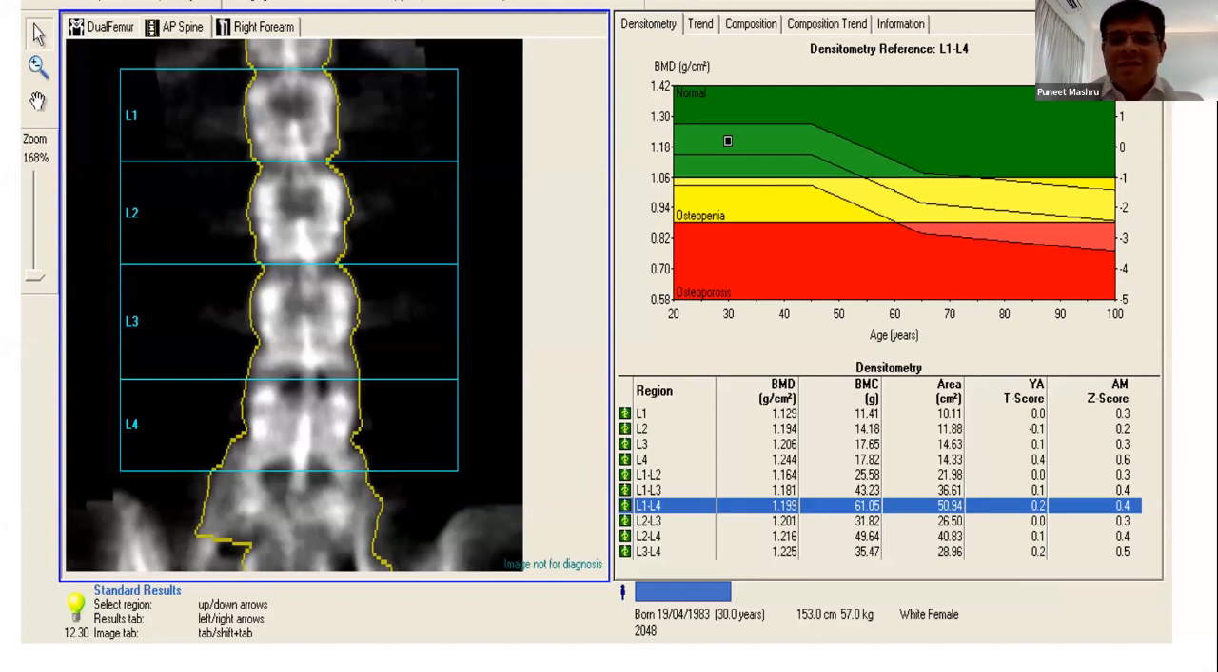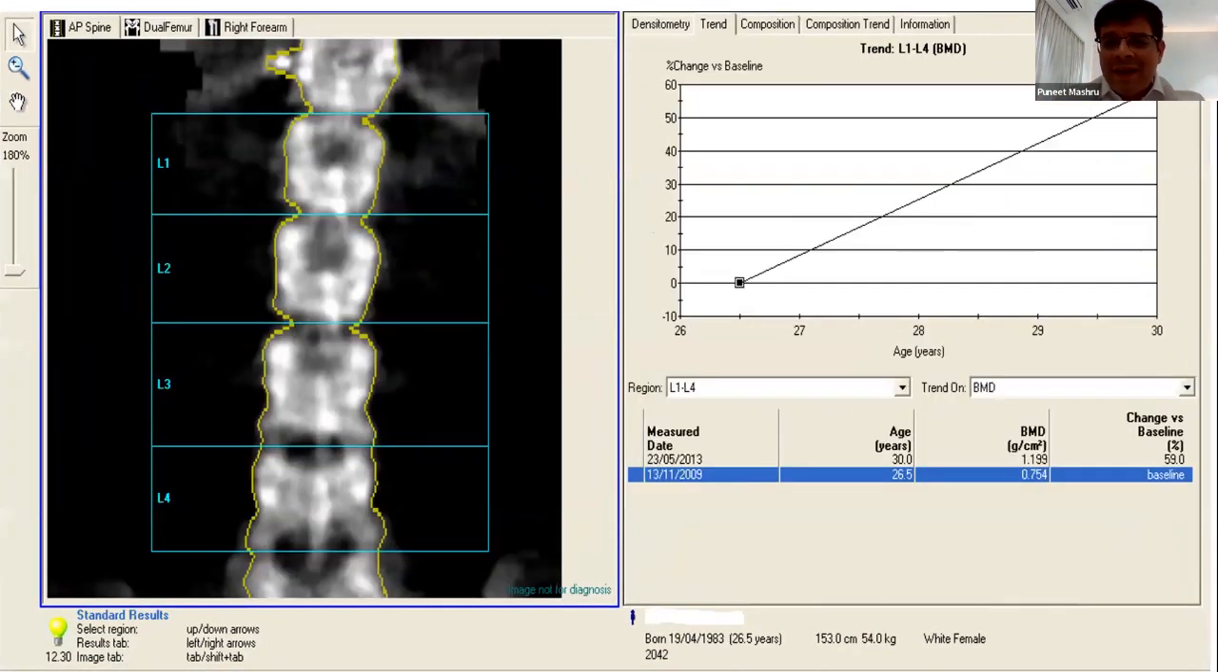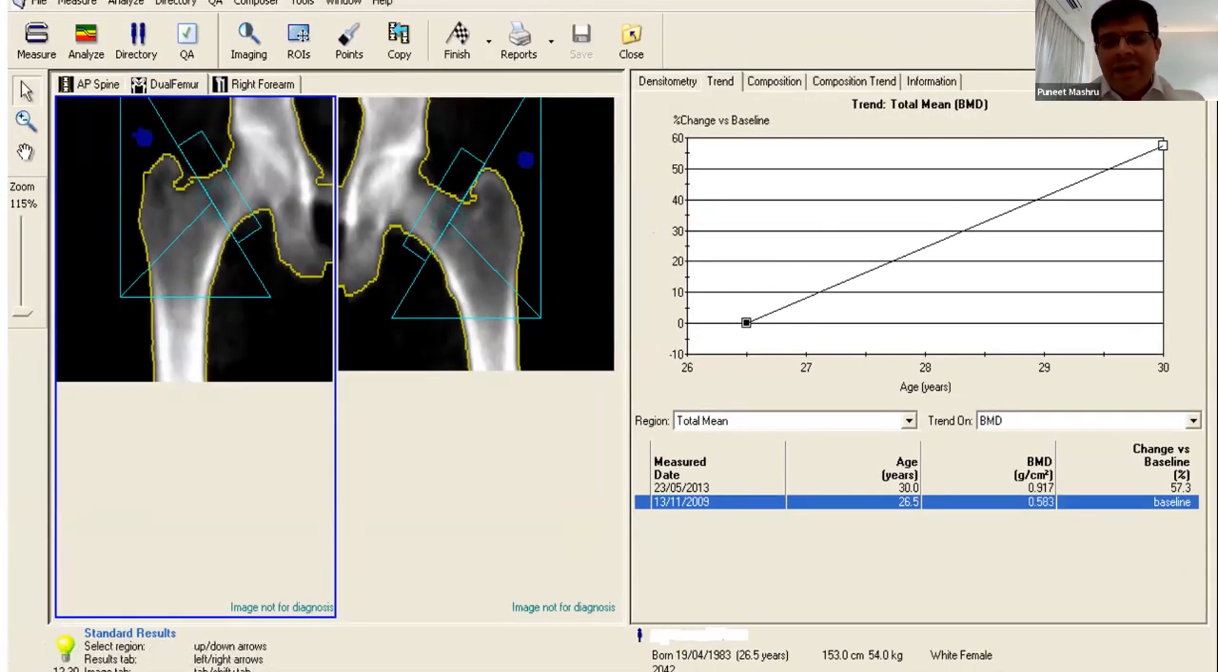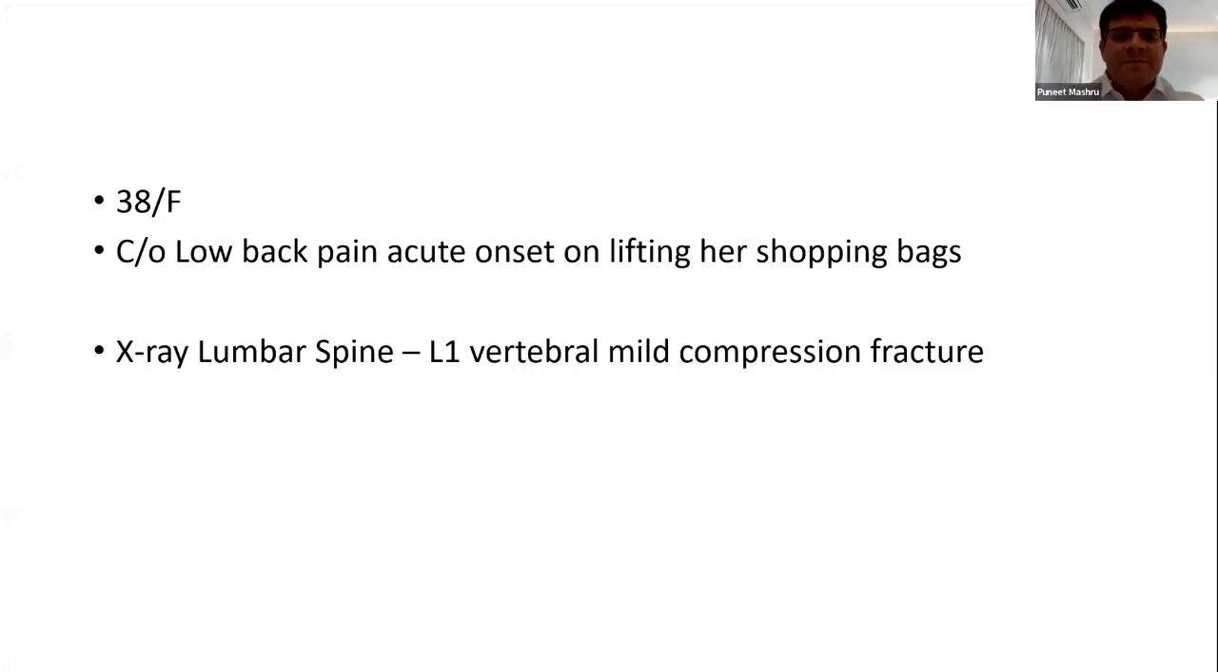And you can see a couple of years later, her BMD is normal. A dramatic increase in BMD. You can see a 59% increase in BMD values at the spine and 57% at the hip.